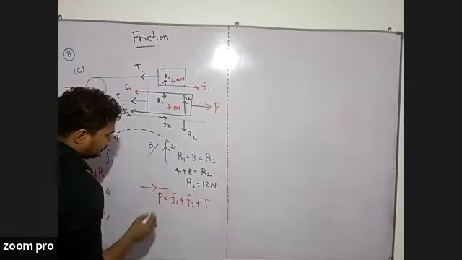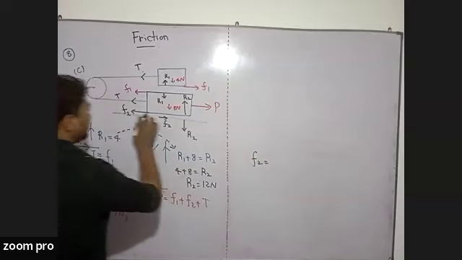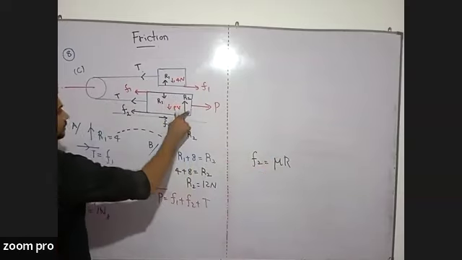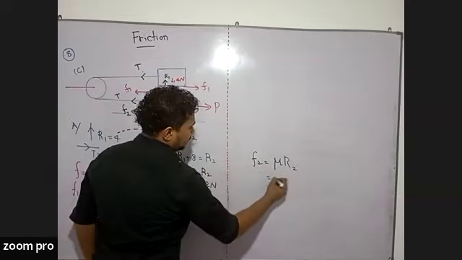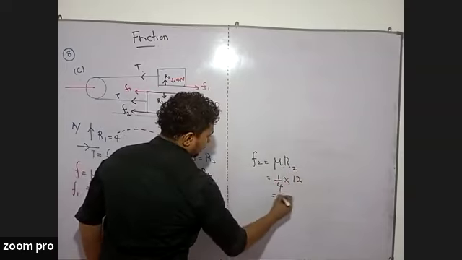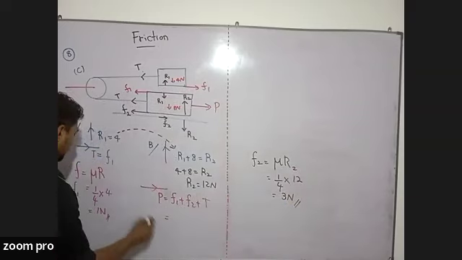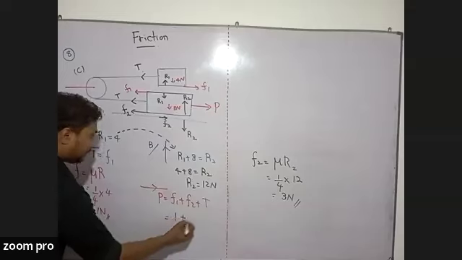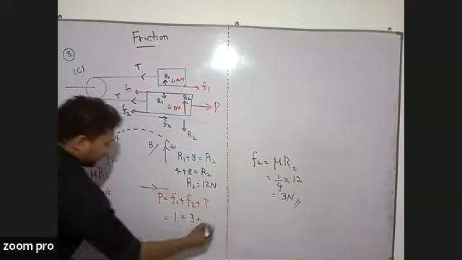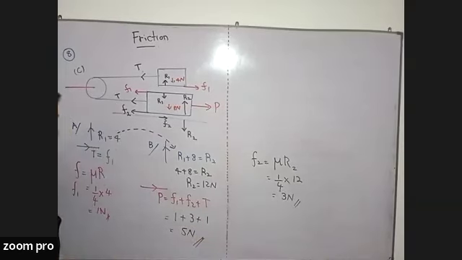Then we haven't obtained a value for F2, isn't it? So F2 can be obtained: F2 equals mu, then instead of R, we have to consider R2, right? Then 1 over 4, R2 means 12. Then it should be 3 Newton, right? So let's substitute. F1 should be 1, F2 should be 3, and T is also equal to F1, so we have to consider it as 1 Newton. So the overall answer should be 5 Newton.